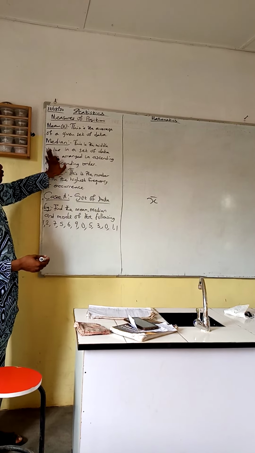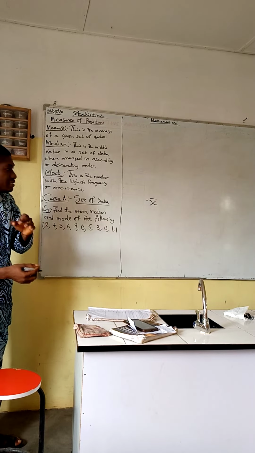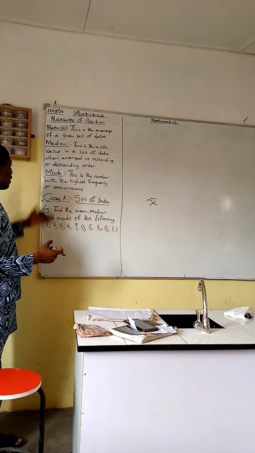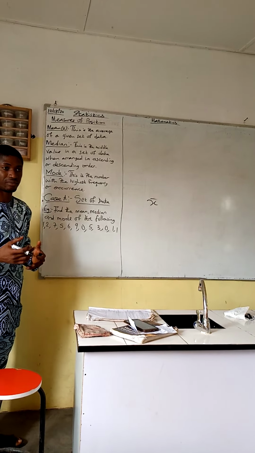The median is the middle value in a given set of data when arranged in ascending or descending order. The middle value is the median. While our mode is the number with the highest frequency, or the number with the highest occurrence.